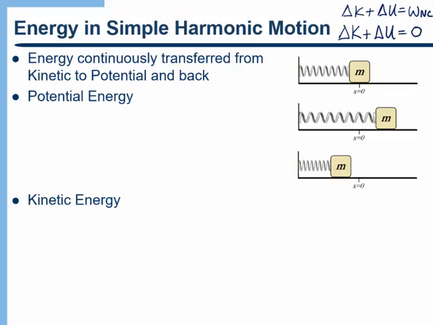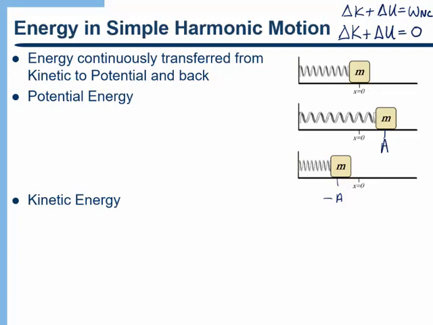So for example, we know when the object is at A or negative A, all of the energy is stored in the spring because the object is momentarily at rest. When the object is passing through equilibrium, all of the energy is kinetic energy because the spring is not stretched or compressed. But at any point in between those extremes, we have a mix of kinetic and potential energy.